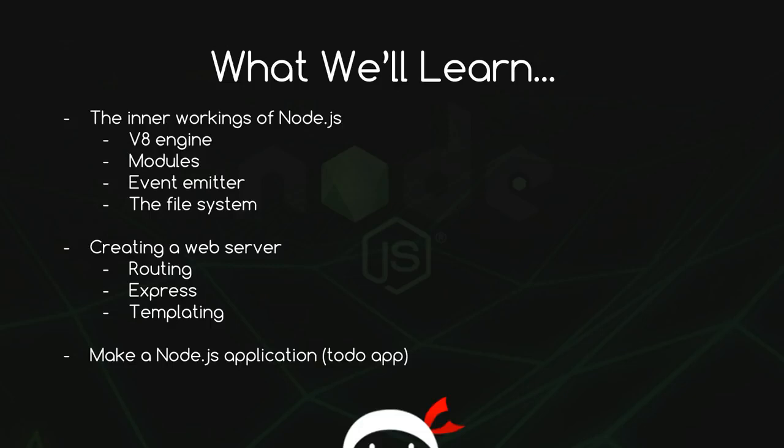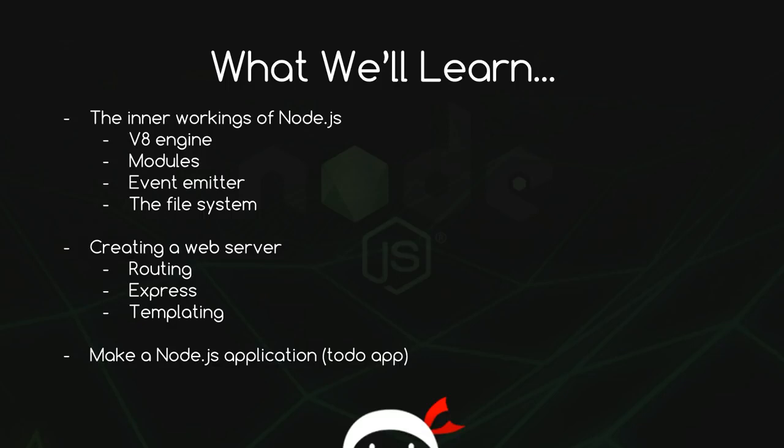And here's a breakdown of what we will be learning. So I've gone ahead and split this tutorial series into 3 sections. The first section is all going to be about the inner workings of Node.js. We're going to look at the V8 engine, modules, the event emitter, the file system, and we're going to look under the hood, see how it all connects together and works. Because I think when you're learning Node.js, it benefits you greatly to know the inner workings of Node.js a little bit so you know what's going on. Then the second section is all going to be about creating a web server, routing. We're going to take a look at Express, which is a very popular Node package, and templating.